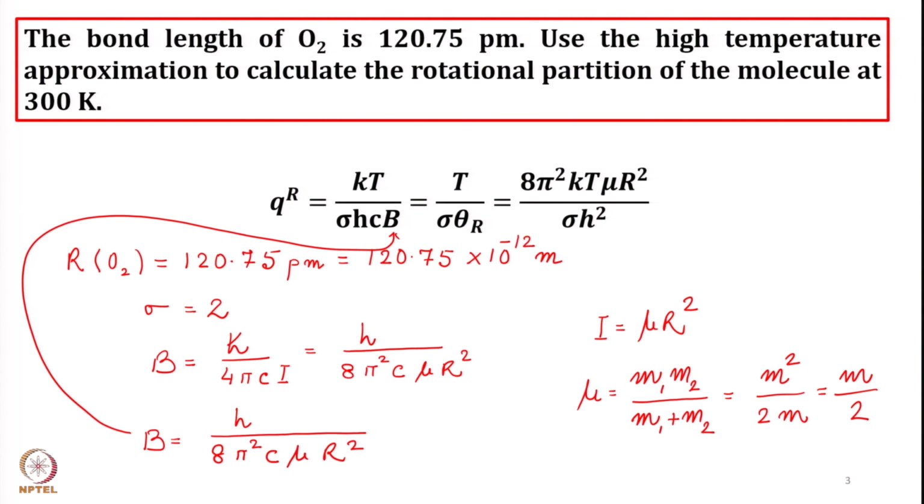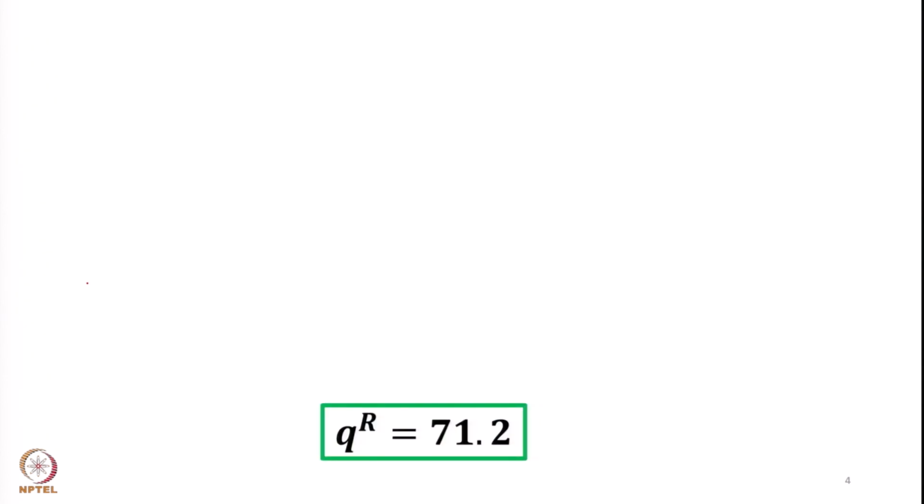Once you substitute over here, you will get this expression. When you put B, which is h over 8 pi square C mu r square, the C and C will get cancelled, and eventually you will have 8 pi square K T mu r square over sigma h square. And what is mu? Mu can be expressed in terms of the mass of a single oxygen atom, and you are given information on the bond length.